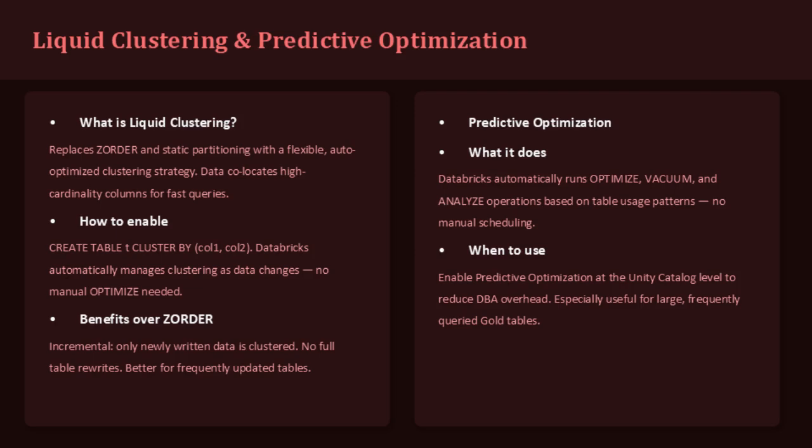Liquid clustering is incremental and self-managing. Z order is a one-time reorganization. Static partitioning is rigid and can actually cause skew on low cardinality columns. Know when each one is the right to use.